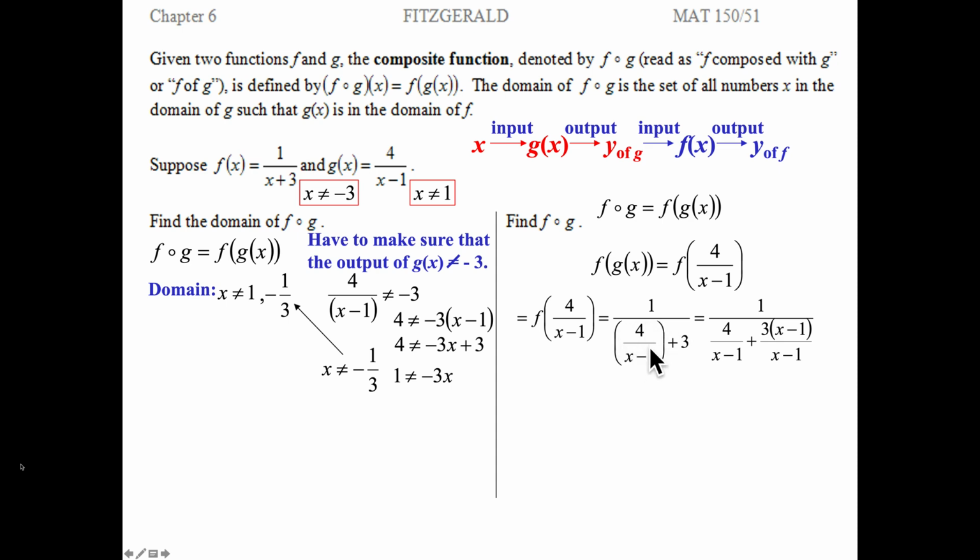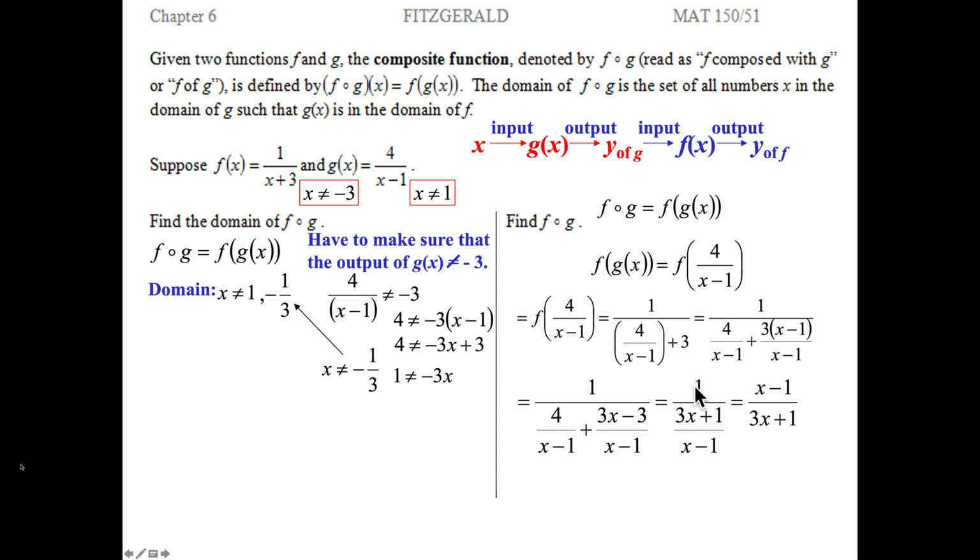So now that I plugged it in for the x in the denominator of the f, we need to turn this into one denominator on the bottom. So I'm going to take the 3 and multiply top and bottom by x minus 1 so I can make this into one fraction. So I'm going to get 4 plus 3x minus 3 on the bottom. The 4 and the minus 3 combine to be a plus 1.